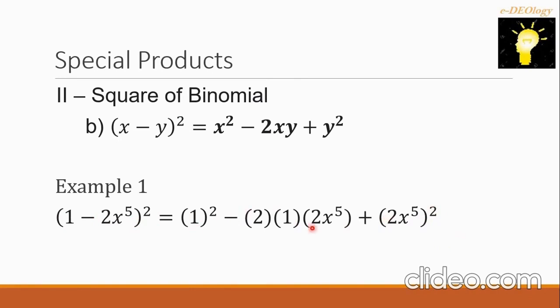Then we simplify each term. 1 squared, we know it is 1. So the middle term minus 2 times 2 is 4, x raised to 5, and then plus 4x raised to 10. So this is our final answer.